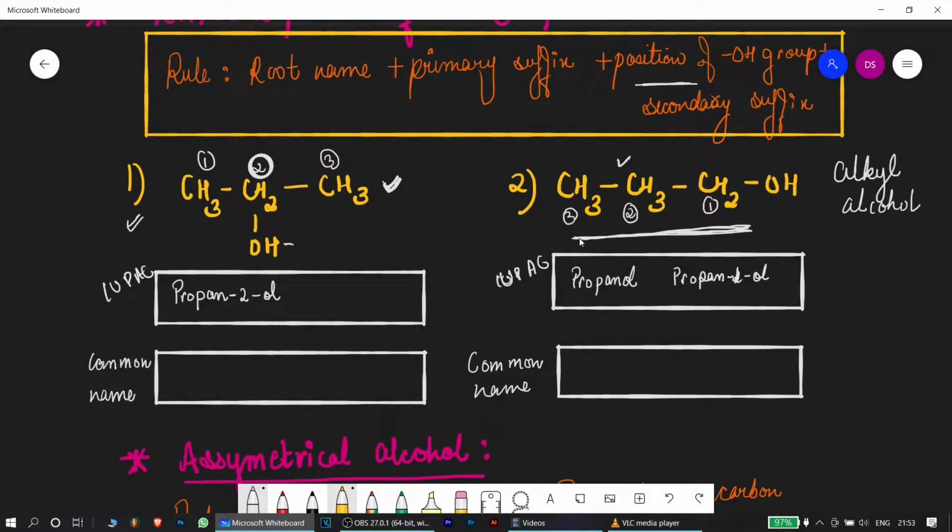So when we see a straight chain, then it is written as n-propyl alcohol, okay? And when you see that the second carbon is attached to the functional group, then you write isopropyl alcohol. All right, so this is how the common names of these two compounds look.